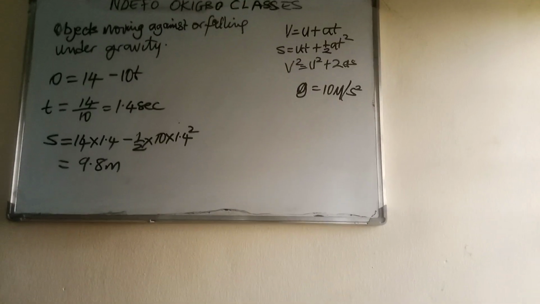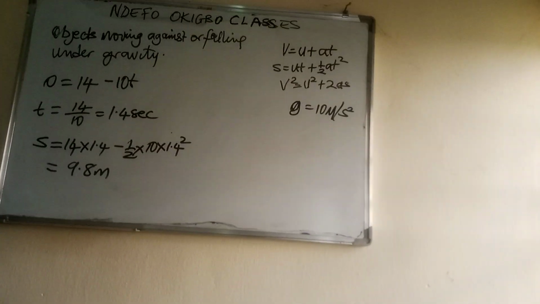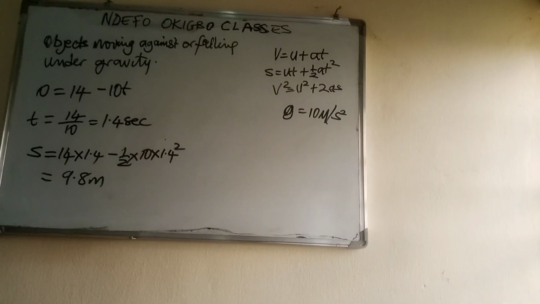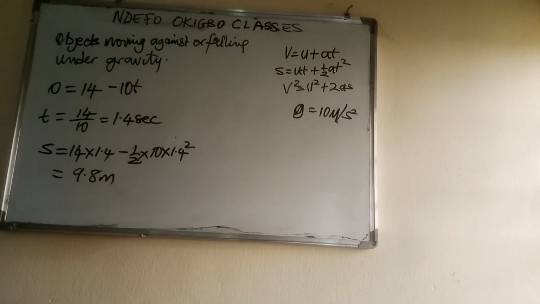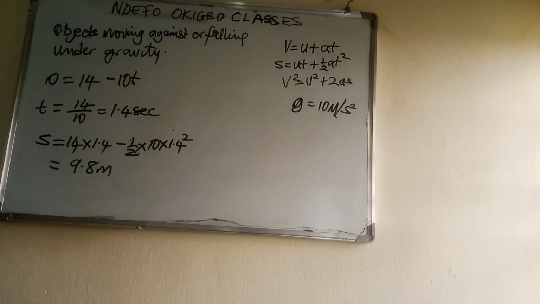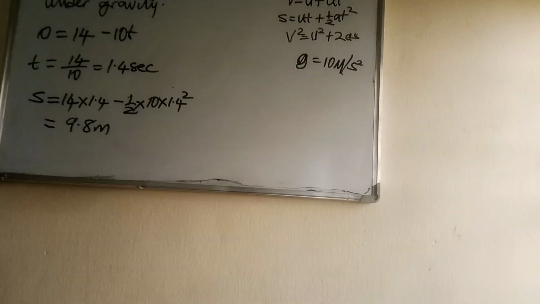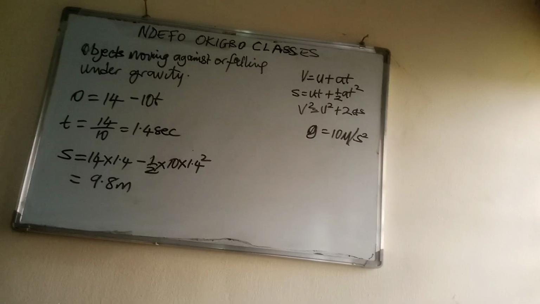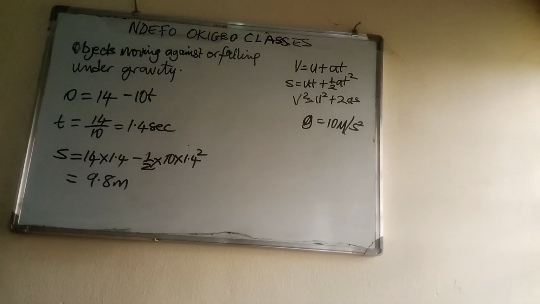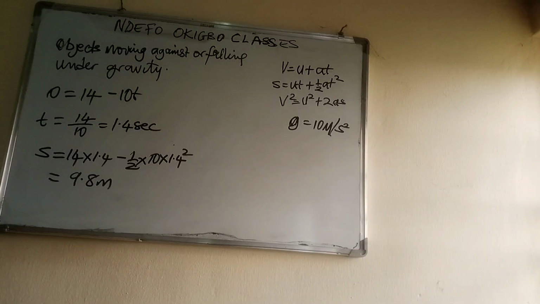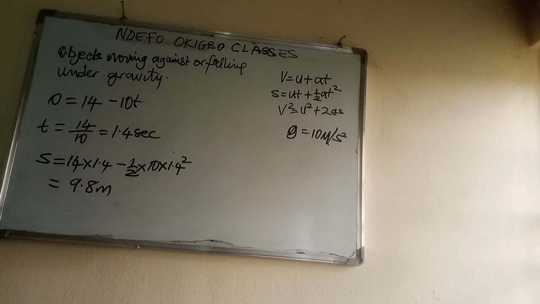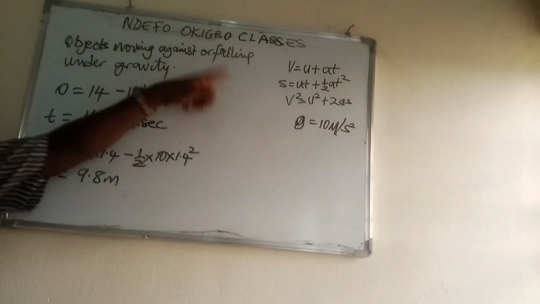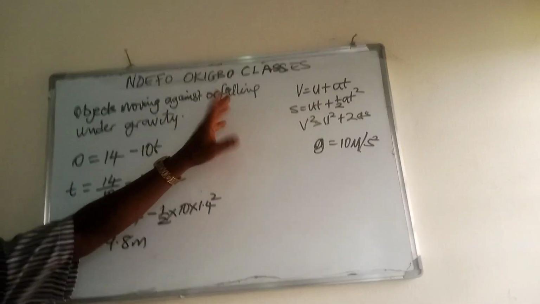I repeat the question. A stone is thrown upward with a velocity of 14 meters per second. How high does it reach, and how long does it take to get to that height? At the highest height, velocity is 0. That's one thing. You now check the equations: equation 1, equation 2, equation 3, the equations of motion.